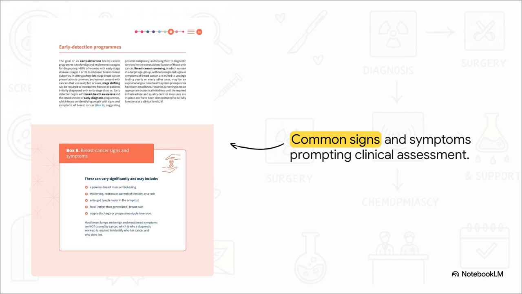The clinical journey almost always starts with a symptom. Now, while it's true that most breast lumps are completely benign, there are specific clinical signs that act as vital triggers to kick off the diagnostic pathway. We're talking about things like a painless breast mass or thickening, redness or warmth of the skin, enlarged lymph nodes in the armpit, focal breast pain, or progressive nipple inversion. Any of these warrant immediate clinical assessment. Recognizing these signs early, that's exactly what makes Pillar 1 of that WHO framework actually work in the real world.